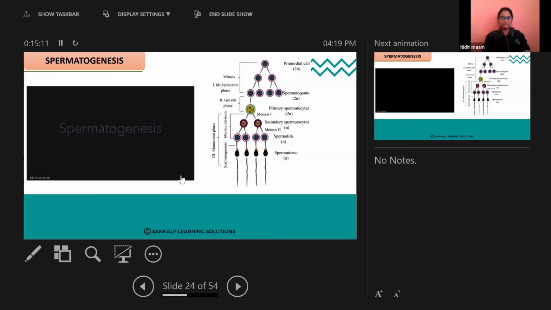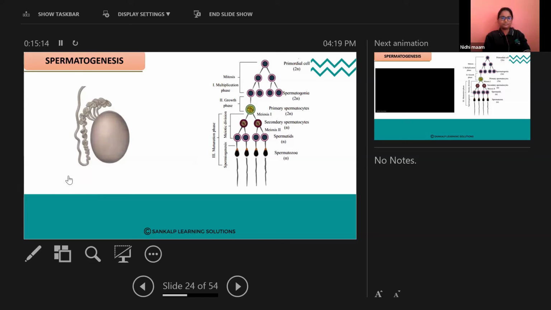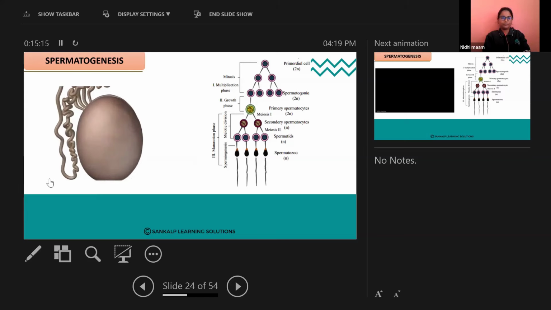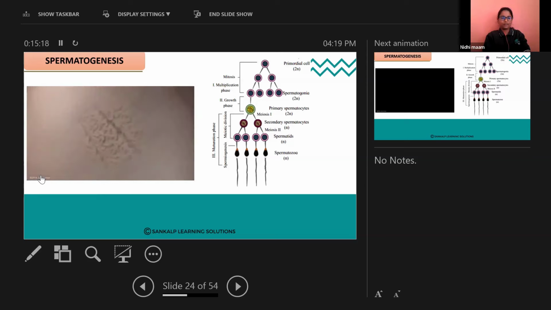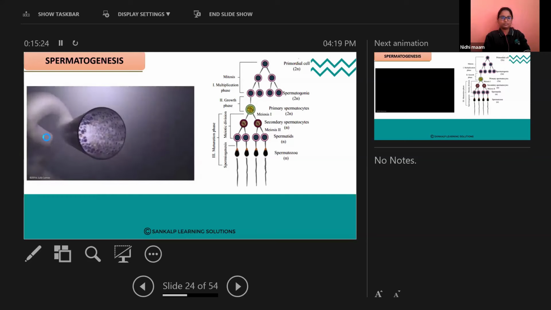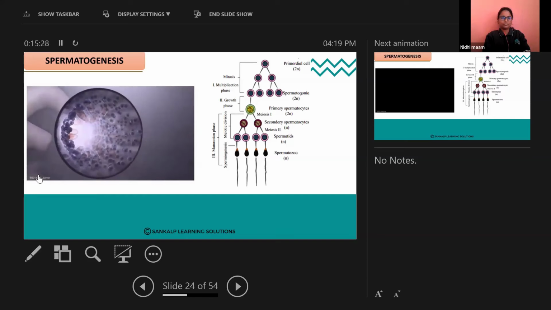Spermatogenesis. Sperm develop in the seminiferous tubule of testes. Primordial sperm cells, called spermatogonia, lie dormant in the outer compartment of the tubules from the late fetal period.